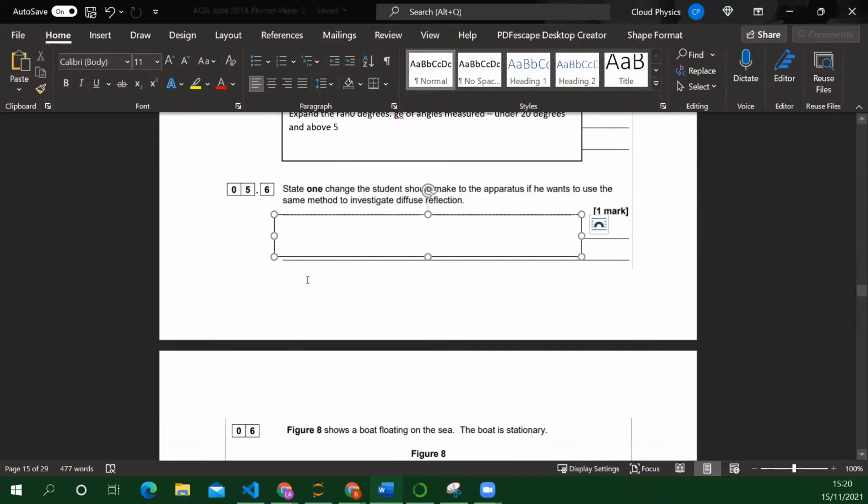State one change a student should make to the apparatus if he wants to use the same method to investigate diffuse reflection. Okay, so we've got specular there, it's a plane mirror. So use an irregular reflective surface instead of a plane mirror. So it's not going to get the same results at all. It's irregular.